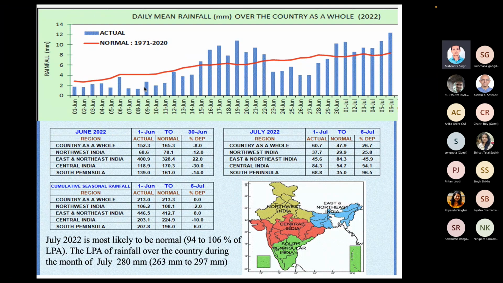Thank you, Mahendra Singh, for an interesting presentation on low pressure systems. Now, if you look at what's going on in this year's monsoon, the data is till today, 6 July, and you can see we have already got 213 millimeters of rainfall from 1st June, which is close to normal, 213.3. So we are at 0% anomaly, which is quite good.